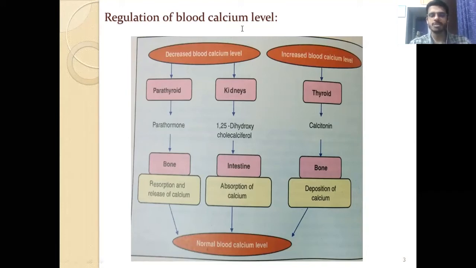Which are the two hormones that increase blood calcium level? Sorry, gastrointestinal hormones increasing the blood sugar level, I'm sorry. Yes, you're right. Gastrin and glucagon. Which is the hunger promoting hormone? Ghrelin. Ghrelin is the hunger promoting hormone.